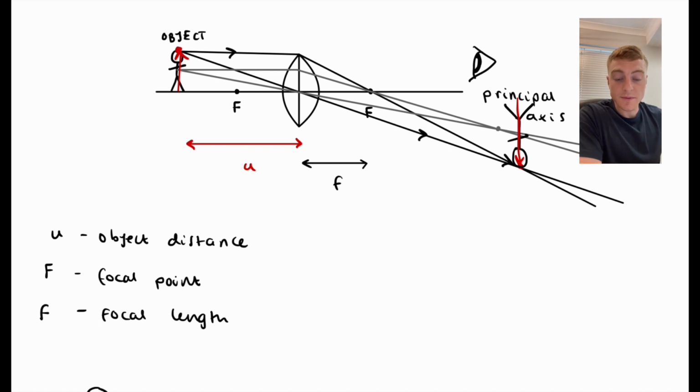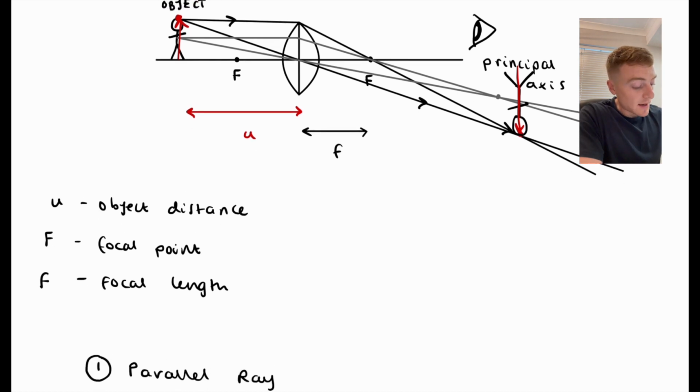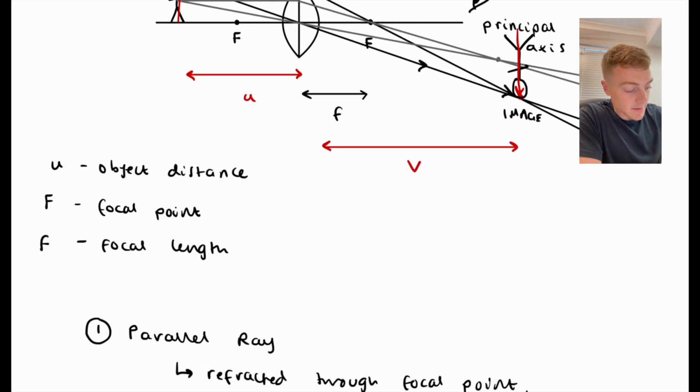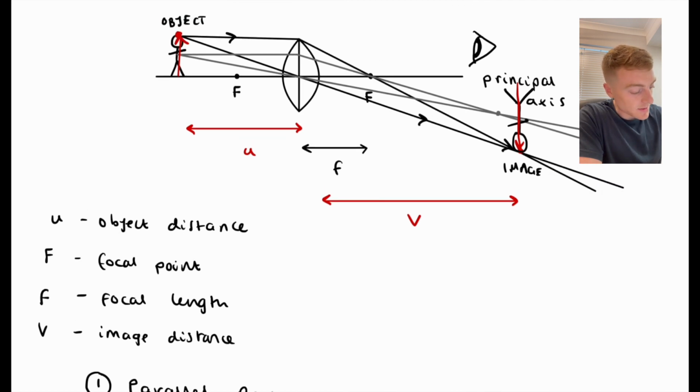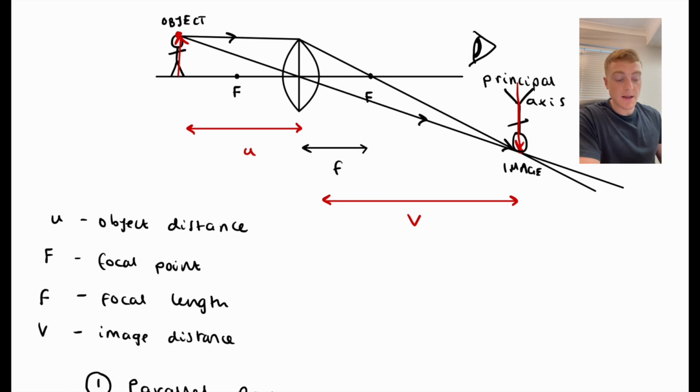So we can see that we formed an inverted image. Now the distance between the image formed, so let's label that image, and the center of the lens is what we call the image distance, and we'll label that V. So that's our image distance. Okay, so let's just rub out some lines that we don't need. Okay, so that's our ray diagram.